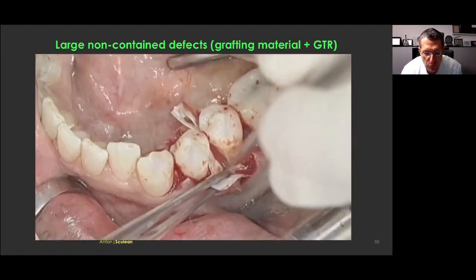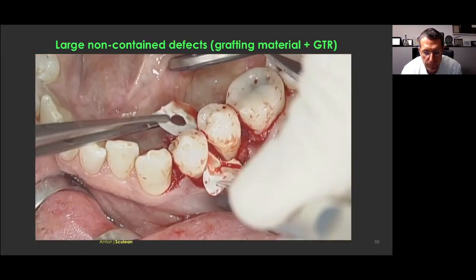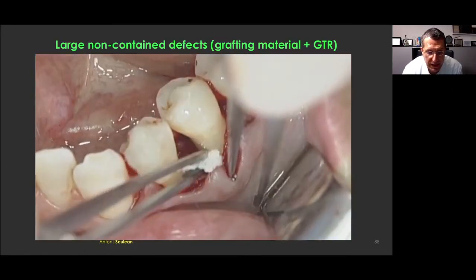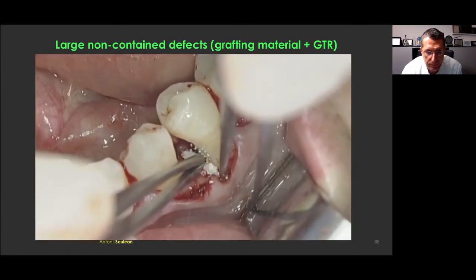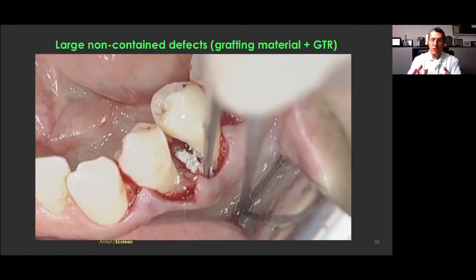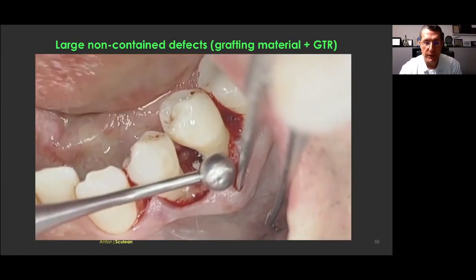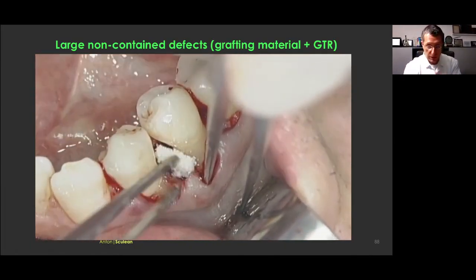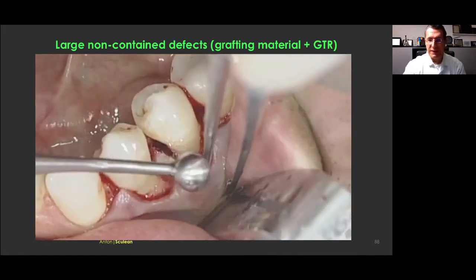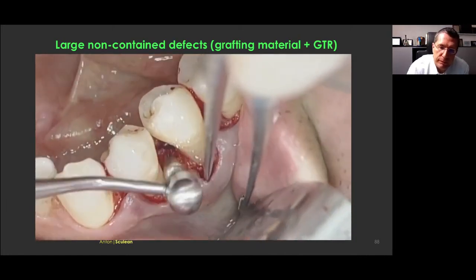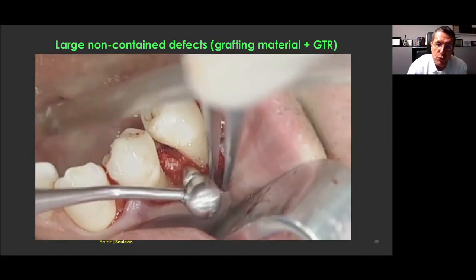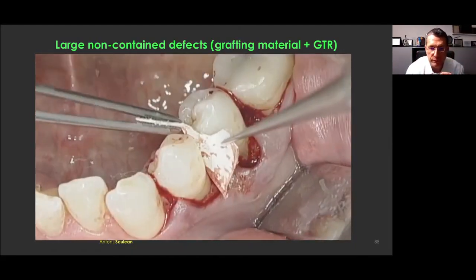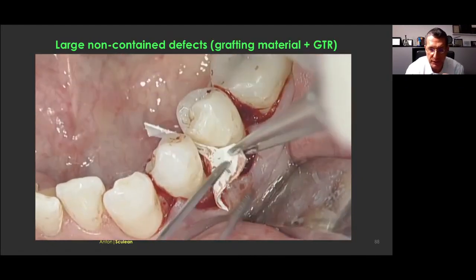Then it makes sense to use this template that I cut. The template should serve as a basis to cut the membrane. Because the collagen membrane is very hydrophilic, it may absorb the fluid very fast. Then I take my graft, I fill the defect, I remodel, recontour the lost bony walls, and then I place the membrane, the collagen barrier.